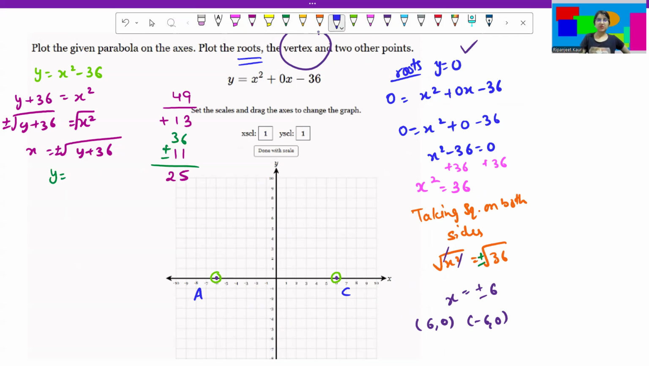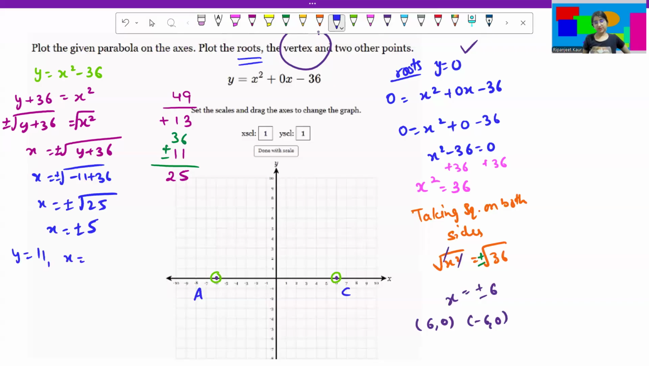Small. Okay. So let's take y as minus 11, plus 36. So x is equal to plus minus root 25, so x is plus minus 5. This is when y was 11. That means the points are 5, 11 and negative 5, 11. So x is negative 5 and 11, let's say somewhere here, and negative 5 and 11.